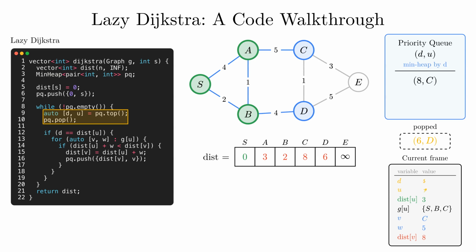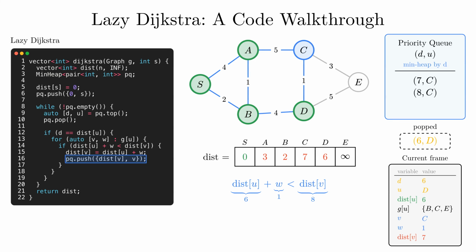6, D pops out. The pop distance matches D's distance in the distance array, so D is finalized at 6. Here is the payoff. The edge from D to C costs just 1, so 6 plus 1 is 7, which is better than the 8 we found by going through A. And the edge to E costs 5, so E is discovered at distance 11.